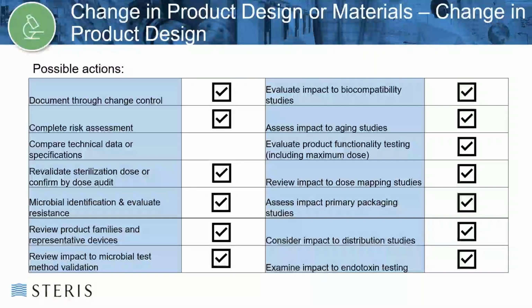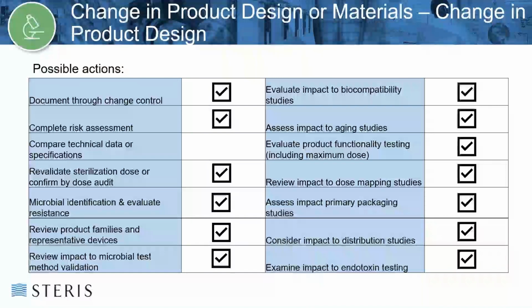A risk assessment could be useful to document the impact of the change. Based on the evaluation of the impact, revalidation of the sterilization dose or confirmation through dose audit may be necessary. Microbial identification and an evaluation of resistance testing may also provide insights on whether revalidation is needed.